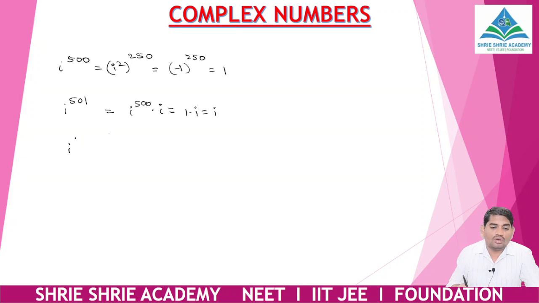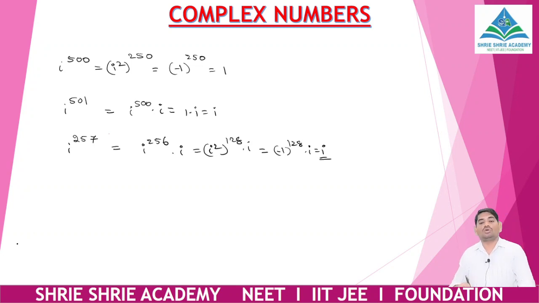Similarly, I want to find the value of iota power 257. How can we find this value? We can write iota power 256 into iota. Iota power 256 we can further write as iota square whole power 128 into iota, which is minus 1 whole power 128 into iota, which gives iota. So the value of iota power 257 is iota. Students, the concept of iota is very clear.